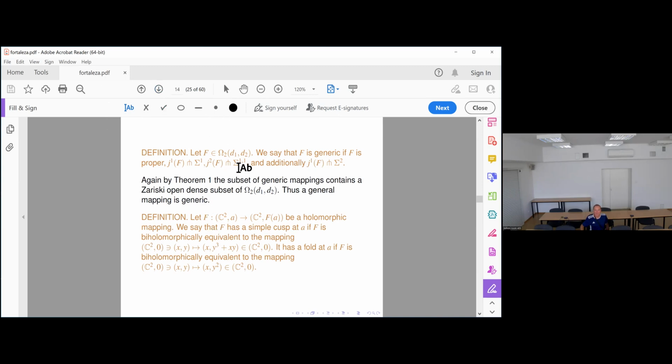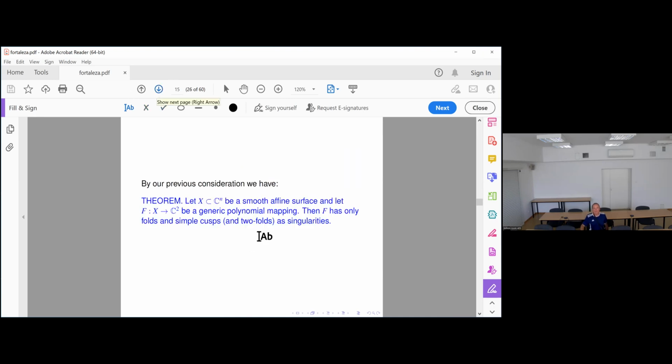We have these two definitions of cusp and fold, and a double fold is simply something which means that the discriminant has a transversal self-intersection. This is a multi-singularity here, and we have the following theorem. By this main theorem, with this modification of Mather's theorem, we have this simple observation. If X is a smooth affine surface and F is a generic polynomial mapping, then F has only folds and simple cusps and double fold singularities.